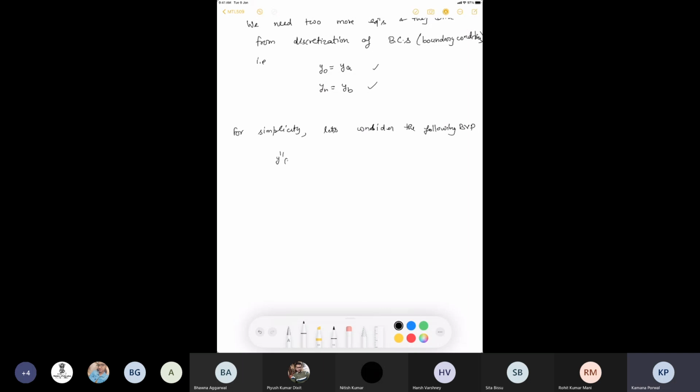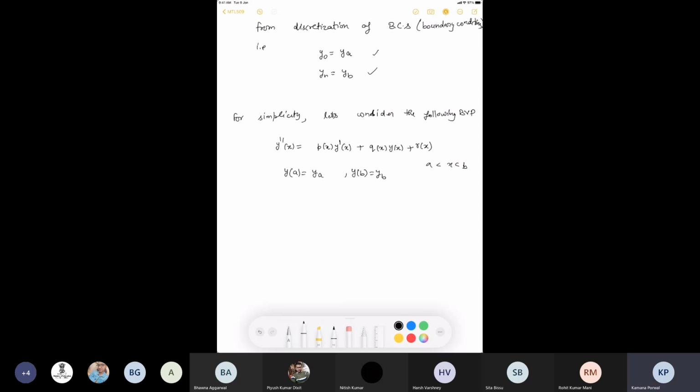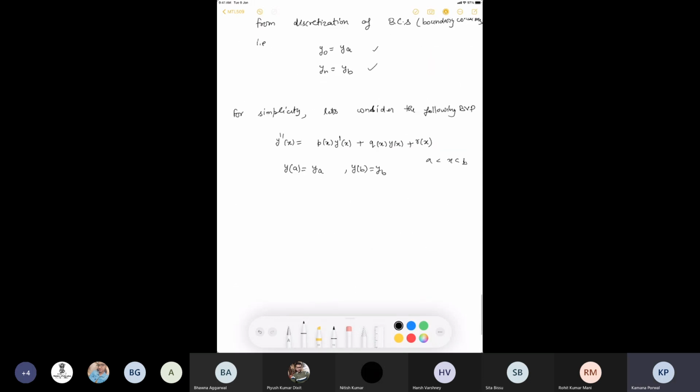So I'm considering this differential equation. Basically f, I'm taking it as a linear function here. So p(x) times y prime(x) plus q(x) times y(x) plus r(x). Okay, and this is in the interval [a, b]. And boundary conditions are y at a is ya and y at b is yb. All right, so let's call this 6.